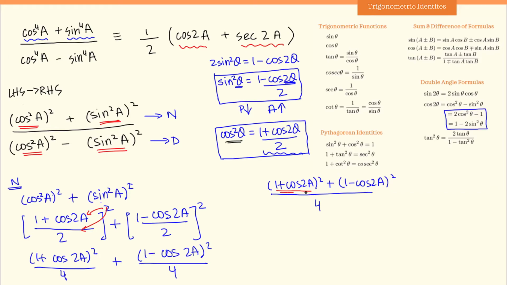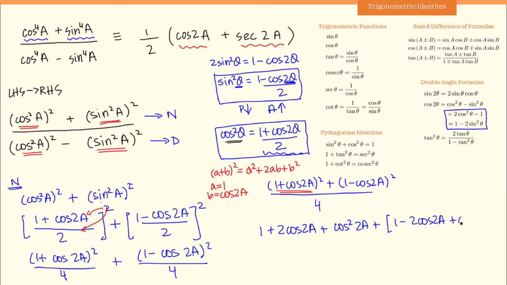The expansion of this bracket using the formula of a plus b whole square is going to be a square plus 2ab plus b square. A over here is 1 and b is cosine of 2a. So the expansion of this bracket would give me 1 square, which is 1, plus 2 times 1 times cosine of 2a, so 2 times cosine of 2a, plus cosine square of 2a. This was the expansion of this bracket, and the expansion of this would give me 1 minus 2 times cosine of 2a plus cosine square of 2a, and divided by 4.